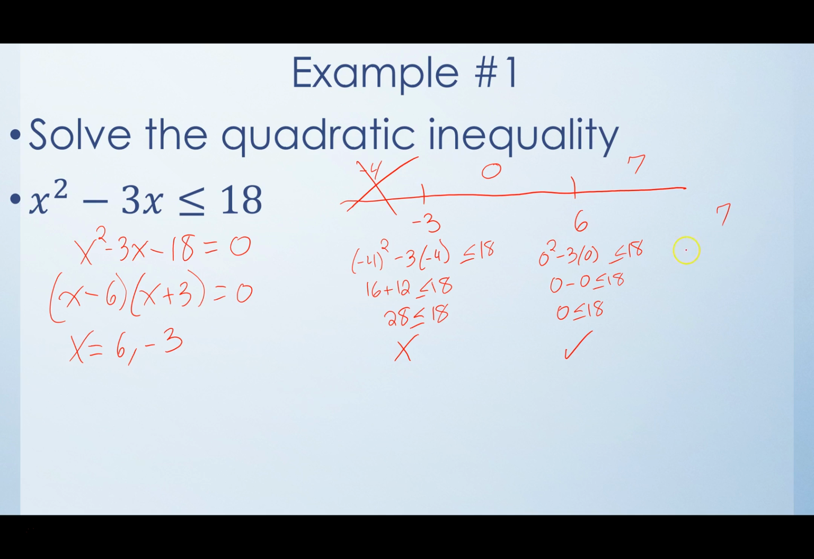So now we try the 7. So 7 squared minus 3 times 7.